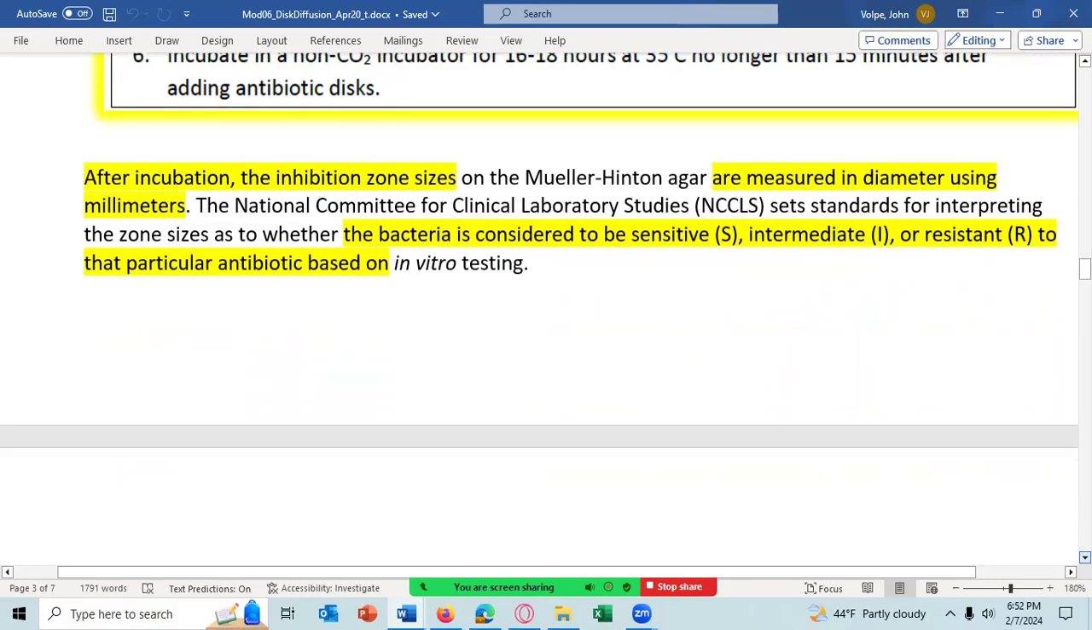After incubation, the inhibition zone sizes are then measured using a ruler in their diameter. You measure using millimeters. The bacteria is considered to be sensitive (S), intermediate (I), or resistant to the particular antibiotic based on the test and on a table.